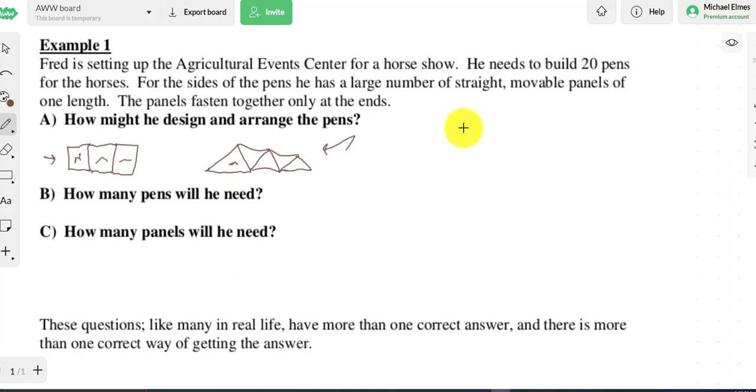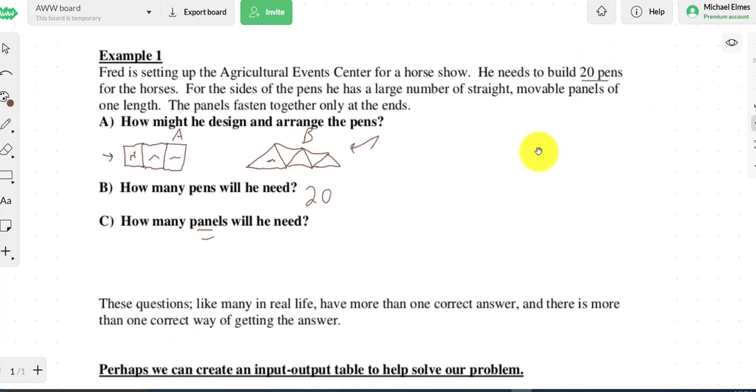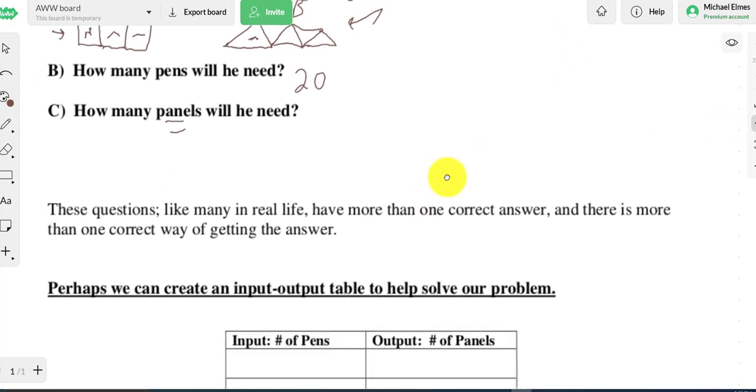So these are 2 options I could think of. How many pens will we need? Well, remember, we have to understand the problem and come up with a plan. It says it right here: we need 20 pens. So the answer here is 20. And then the question is how many panels? So I'll call this design A and design B. If we're going to go with design B, we can do an input-output table, just like we did in the previous problem, and then we can think about it. All right, so let me see if I can move this.